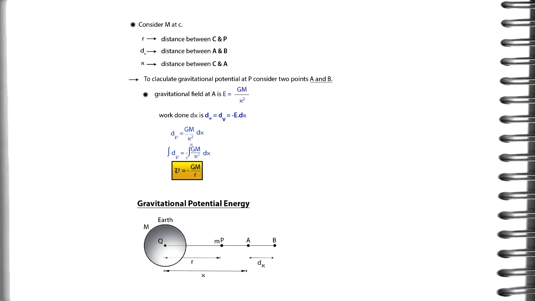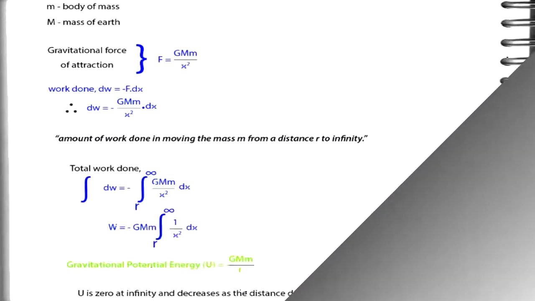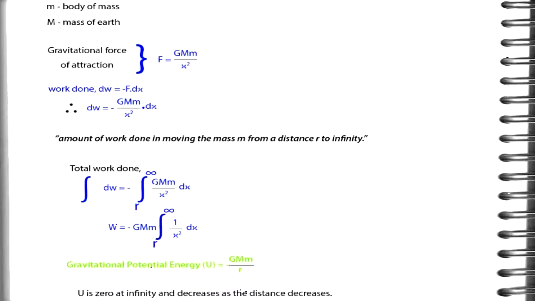Then gravitational potential energy. Here also one diagram is there. You can observe carefully. Small m body of mass, capital M body of earth. Gravitational force of attraction F equal to GMm by x square. Work done dW equal to minus F into dx. Hence dW equal to minus GMm by x square into dx.